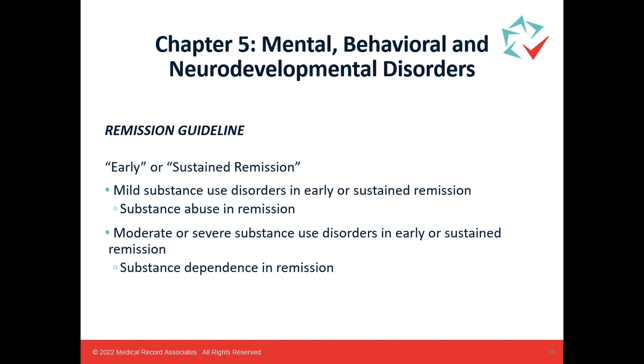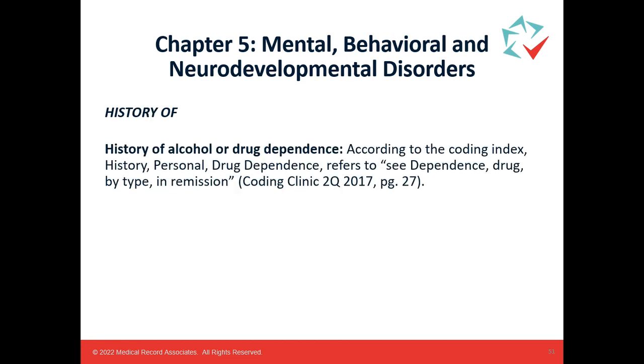of mild substance use disorder in remission. This codes to abuse. If documentation is of moderate or severe in remission, codes to dependence in remission. So early or sustained remission. This can be mild substance use disorders in early or sustained remission, codes to substance abuse in remission, and moderate or severe codes to substance dependence in remission. So make sure you're paying attention to your guidelines regarding in remission.